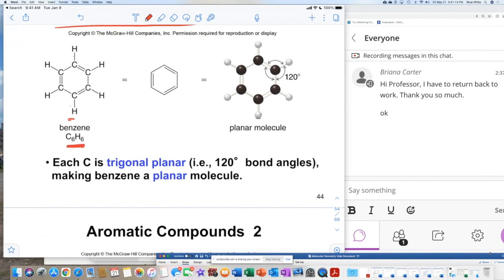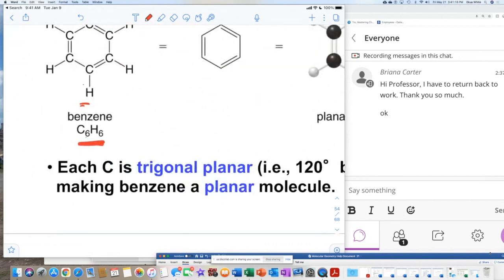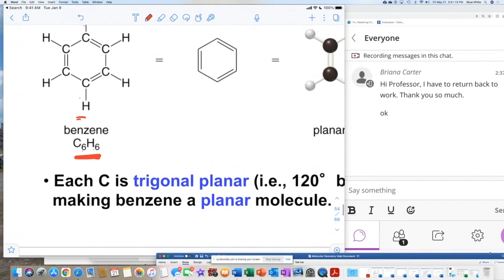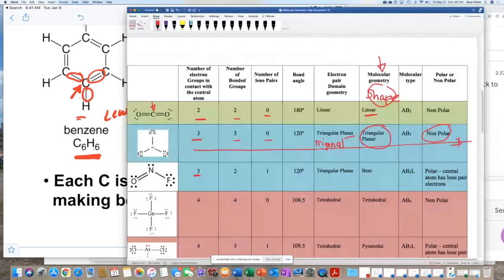This is the molecular formula. To make this compound, you need 6 carbons, 6 hydrogens. You have the Lewis structure here. You have the skeletal structure here. So they can ask you, what is the bond angle, right? Pick any one of the carbons and then count the number of groups. There is one group here, second group here, third group here. Then you pull this up here, like we did before.